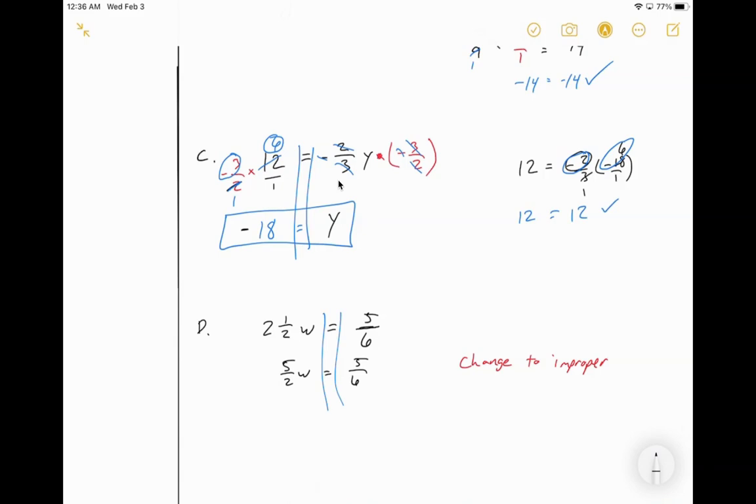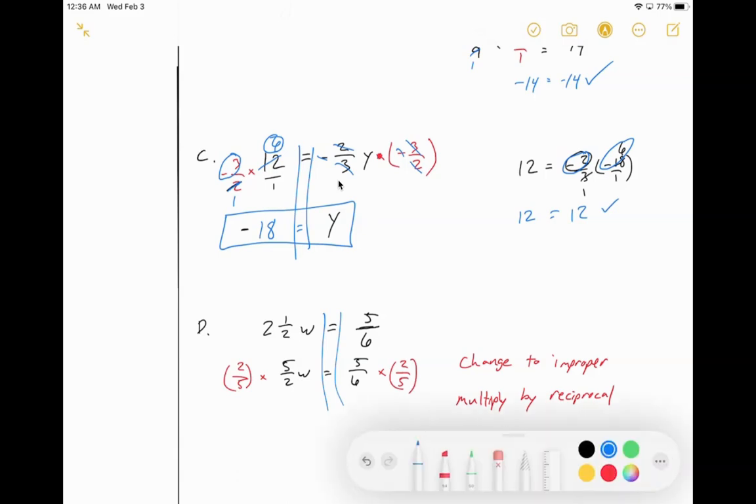Now I know what to do. Now I just do the exact same thing that I did on these last couple problems, which is I'm going to multiply by the reciprocal. So let's go ahead and multiply by the reciprocal: 2/5 times 5/2. If I did it right, things should cancel next to the variable. Yep, 2 cancels, 5 cancels. I'm left with just W on that side.